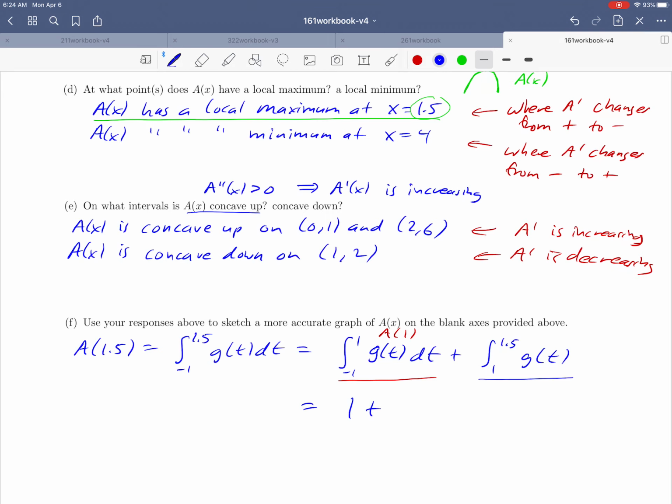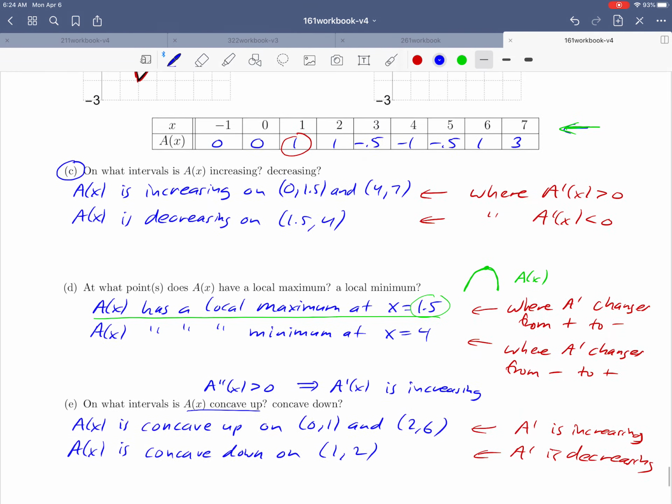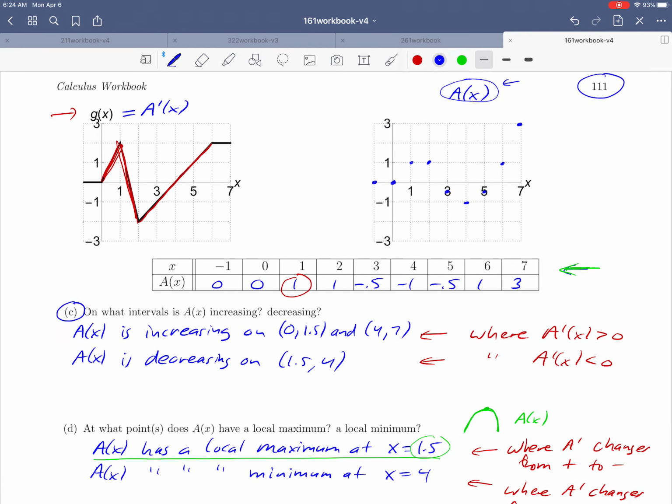Okay, so let's scroll up to the function g and see if we can figure out what that integral from 1 to 1.5 is. Well, here's 1 and here's 1.5. Let's first get rid of some of the shading that we have here. So 1 and 1.5, that's this really tall, skinny triangle that we're looking at here. And the question is, how much area is that?